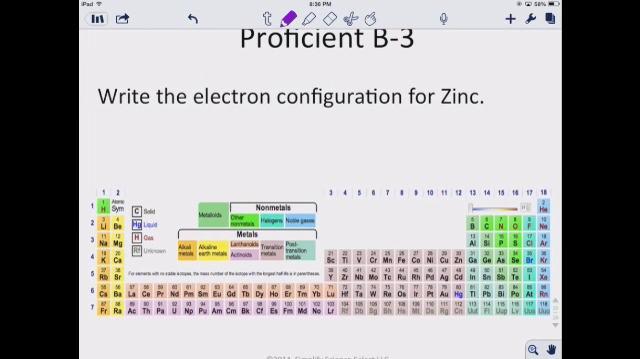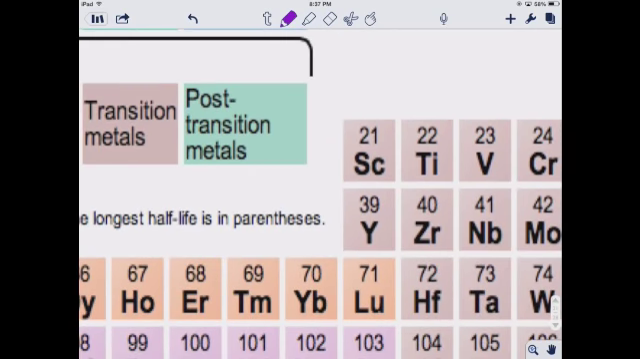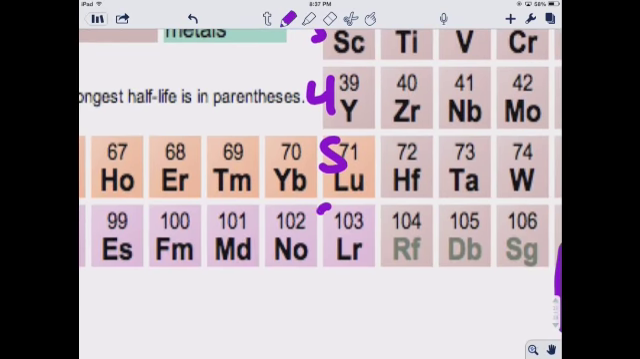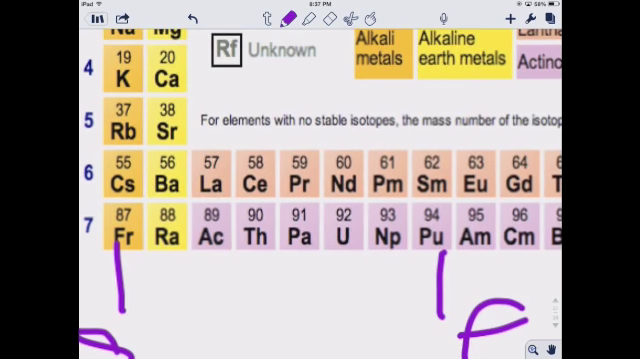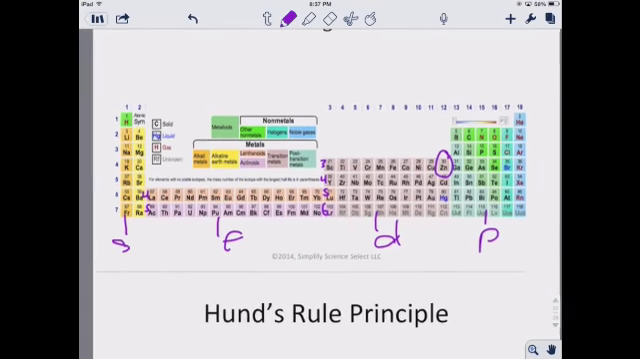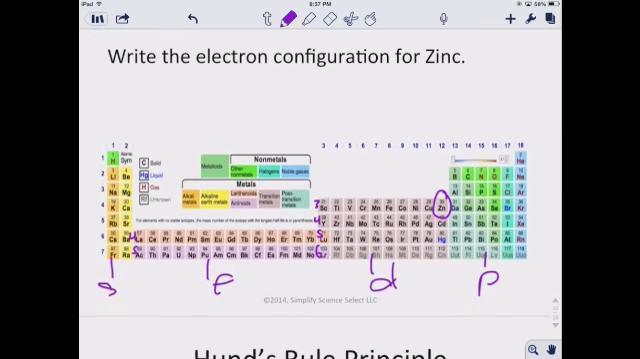Let's find this one. It's zinc. Now remember, we have to do a little bit of remembering. This is S, this is F, and this is D, and this is P. Now remember, the D block starts with 3. So it's 3, 4, 5, 6. Okay? And when we get the really big ones, remember that our F block starts at 4. It's 4, 5. So we just have to remember that. And that S and P, they stay the same. So there's zinc. We're going to have to do a lot of counting here.